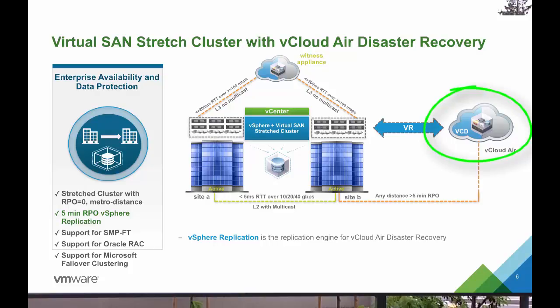vCloud Air leverages vSphere Replication as its default engine for moving and replicating workloads inside of disaster recovery as a service. So by adopting vSAN and utilizing stretch clusters, all of these cool technologies, you're also integrating seamlessly with what you're probably already doing with disaster recovery as a service in leveraging vSphere Replication. So there's really no change to the architectural construct. All we're doing is making it more widely available across greater distances.